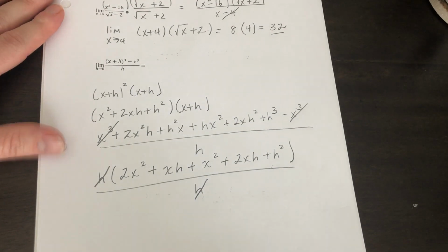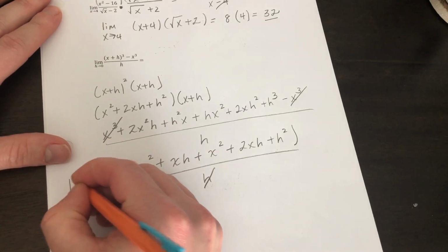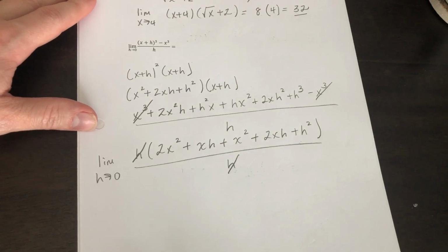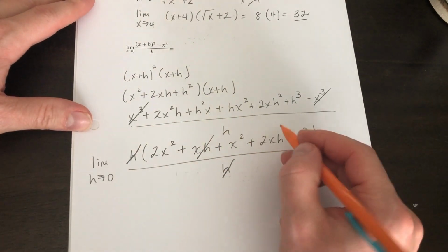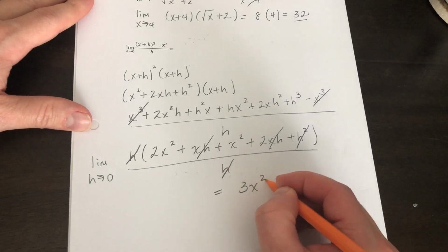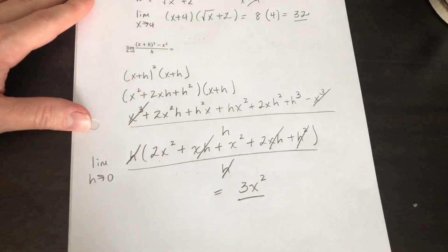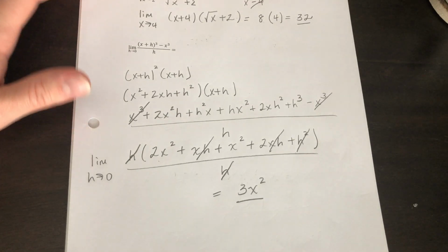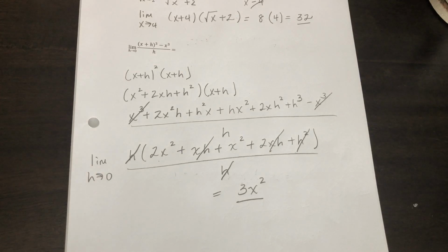So we have to take our limit now, the limit as h goes to 0. Okay, so anything that contains an h is going to go bye-bye. So your answer should be 3x squared, because we combine our like terms. So this is actually a definition of a derivative question, because the definition of a derivative is the limit as h approaches 0 of f of x plus h minus f of x all over h, okay?